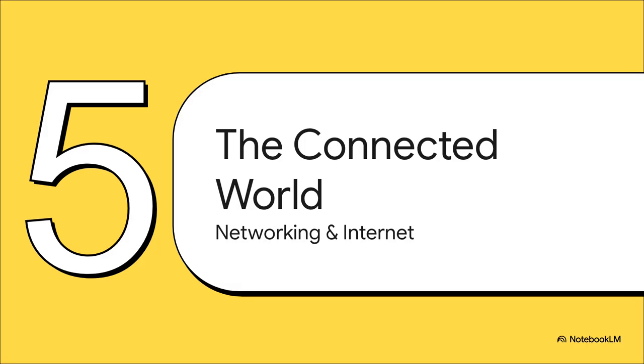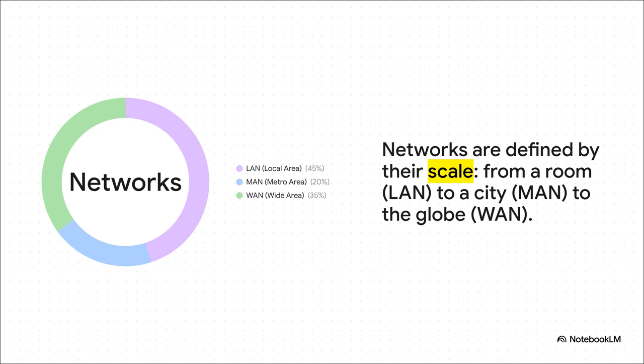All right, our map has taken us deep inside a single computer. For our final section, let's take a big step back and zoom all the way out. What happens when we start linking millions of these things together? So what is a network? Really, it's just computers talking to each other. The only thing that changes is the size of the conversation.